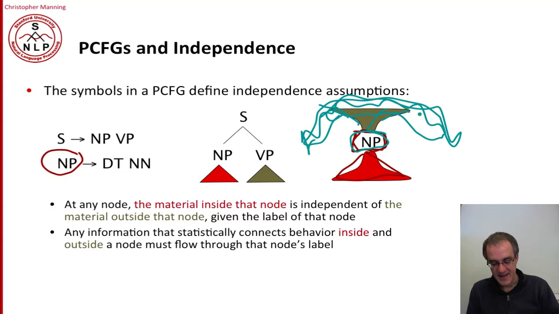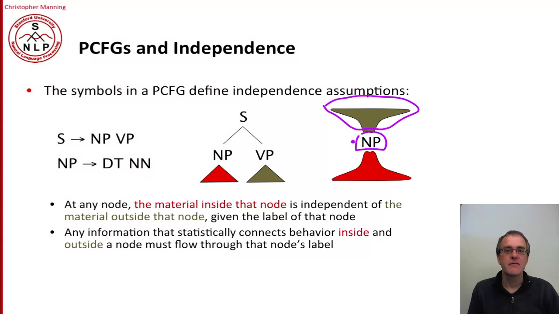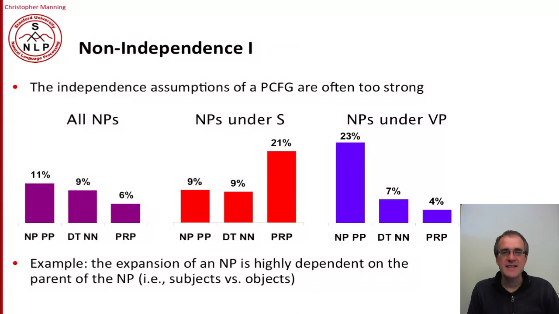So precisely, this is a point at which there's an independence assumption. The assumption is you can work out the probabilities of things inside here, knowing only that this is a noun phrase, and you can work out the probabilities of things up here, knowing only that this is a noun phrase. That's a very strong independence assumption. And we can see clearly that it's too strong by looking at various cases.